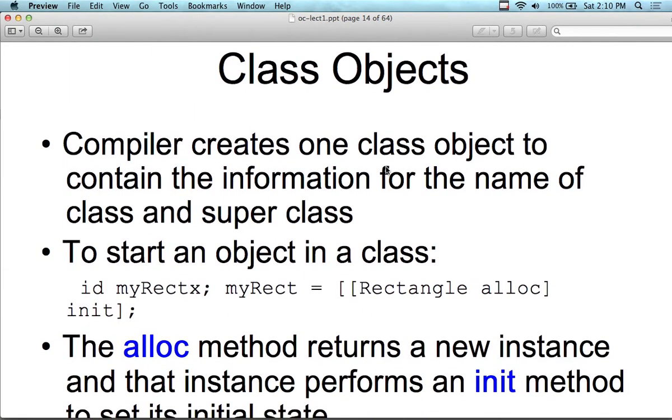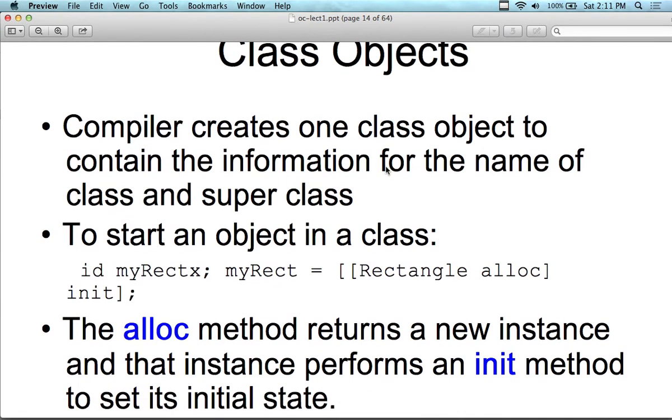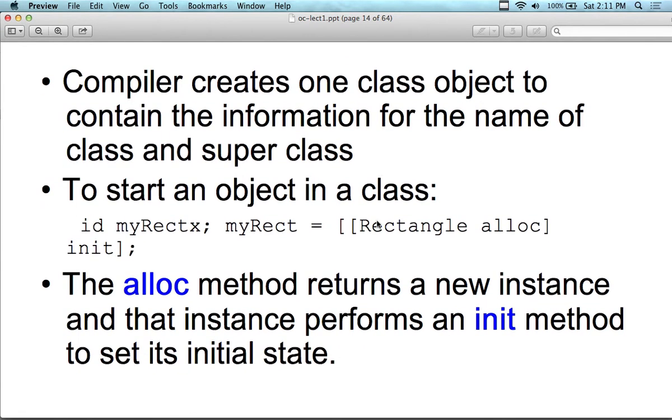So class objects. We're going to make an instance of a class. So I'm going to give you the syntax, and then we'll make one. We'll make one with our person and our employee. So the compiler creates one class object to contain the information for the class, which we did, and we start an object instance by going, in this case, id myRectangle. myRectangle is going to be equal to [[Rectangle alloc] init].